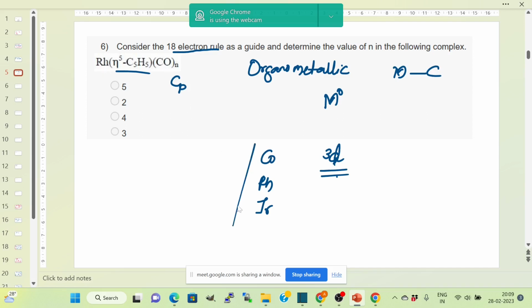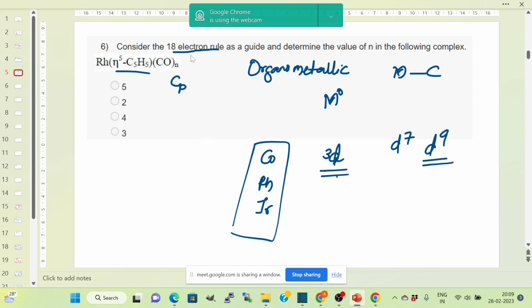But since they are in the same group, whatever the number of electrons in cobalt 2 plus will be the same for rhodium. So if I know that they are in the same group, it helps. Cobalt in its 2 plus state has d7. So cobalt in 0 state will have 2 more electrons, so it will be d9. So rhodium will also have d9.